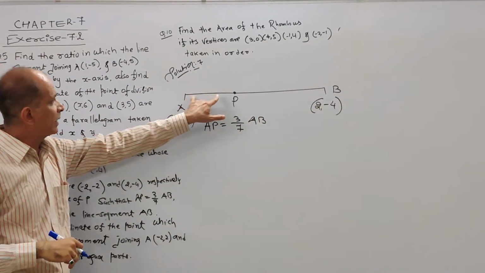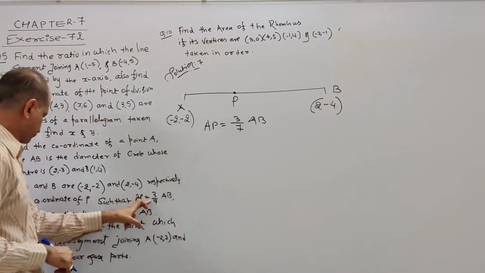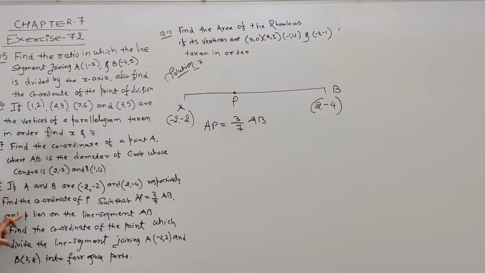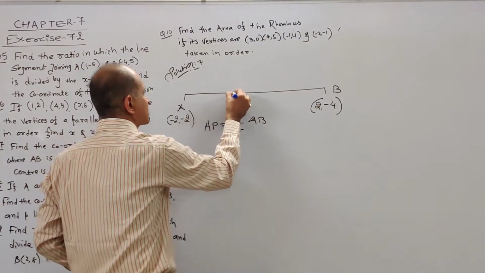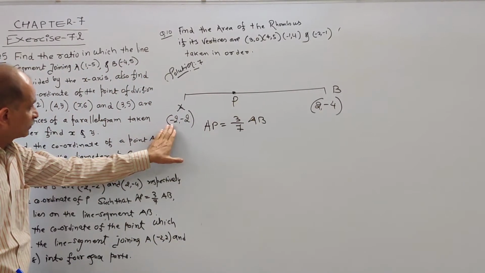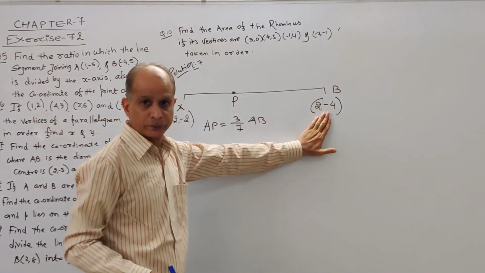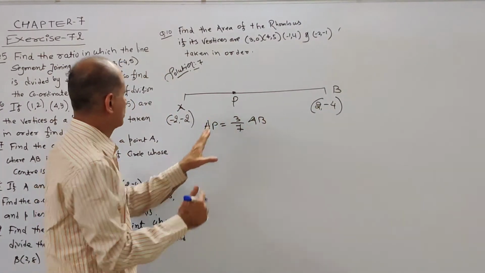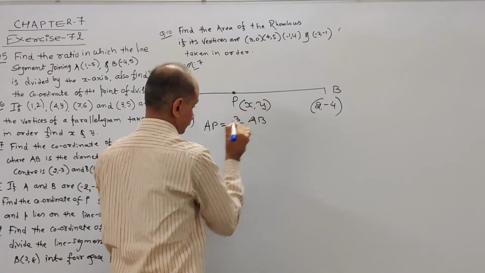The value of AP is 3 by 7 times the value of AB, and P lies on the line segment AB. Well, you know x1, y1 is given to you, x2, y2 is given to you. We have to find out the coordinate of P, that is x and y.